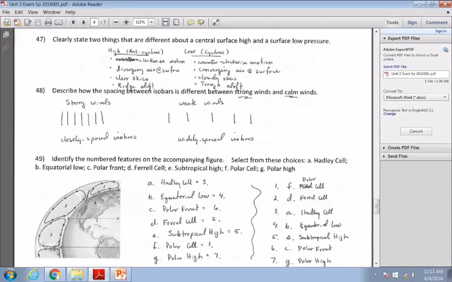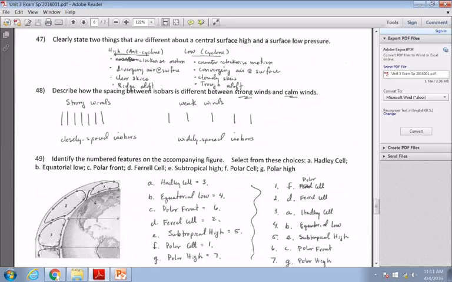So the first one, I was after a high and a low at the surface, kind of compare and contrast those two. You can see what I came up with. Highs, of course, are anticyclones. Lows are cyclones. Highs move clockwise. Notice I had to cross out, I originally put counterclockwise. Of course, it's clockwise around a high, counterclockwise around a low.